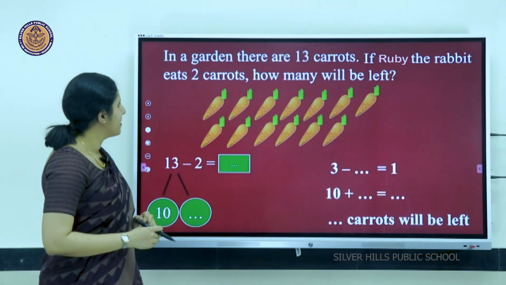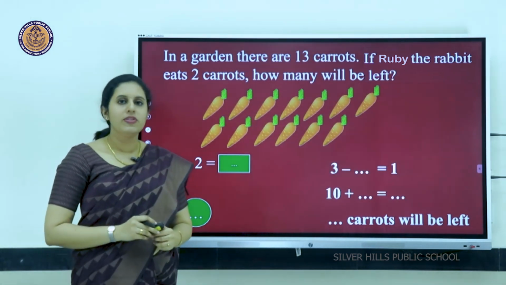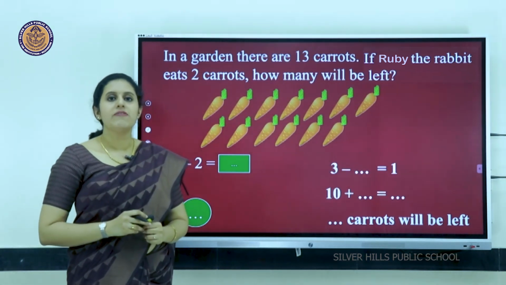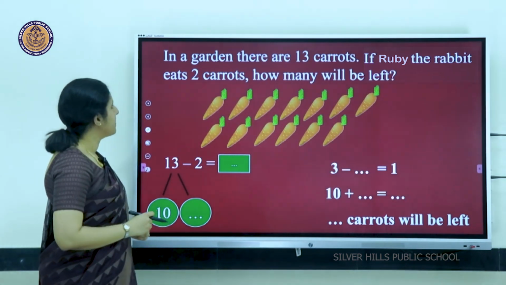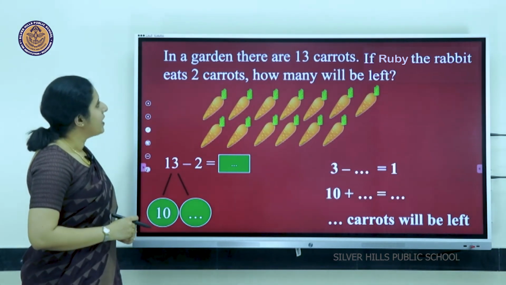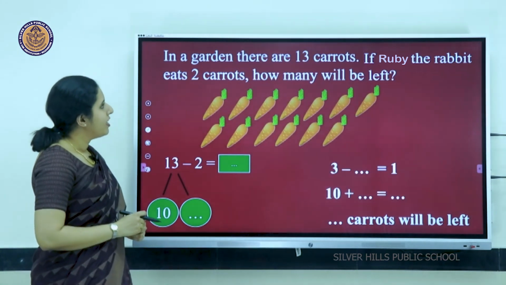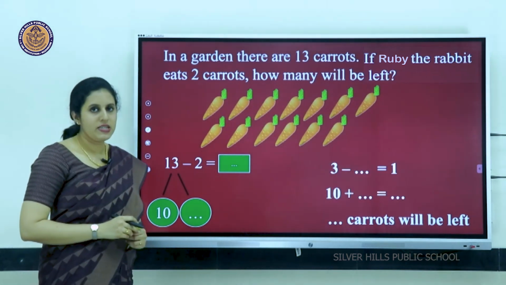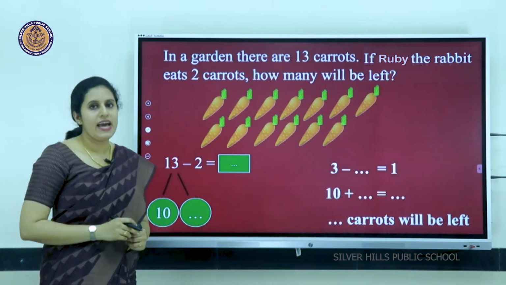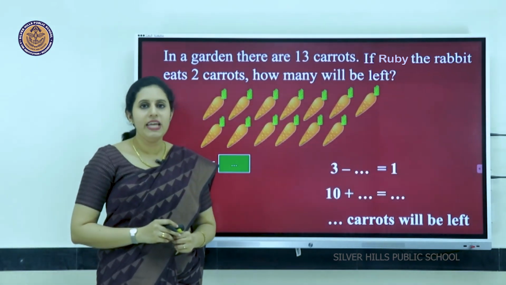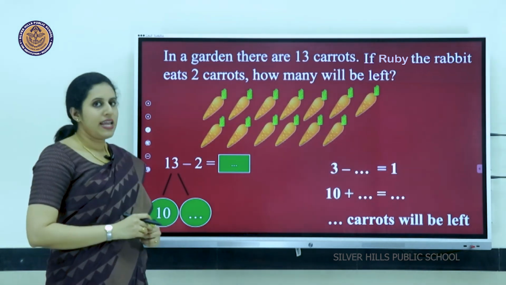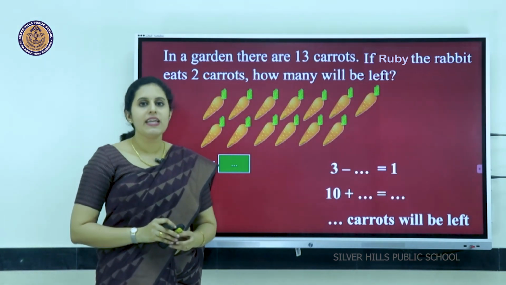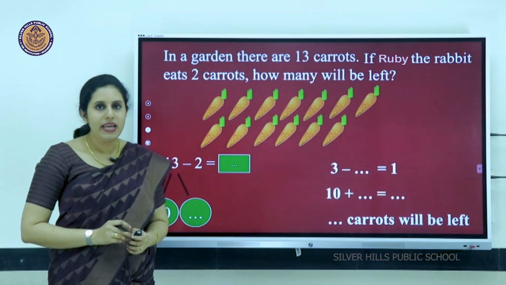We will be looking at one more example of the same kind. Here we follow the same method, that is we are subtracting from ones only. Let's look at the question. In a garden there are 13 carrots. If Ruby the rabbit eats 2 carrots, how many will be left? That is the question. In a garden there are 13 carrots and the rabbit is eating 2 carrots. So, from 13 carrots, 2 carrots are eaten. We are asked to find how many carrots will be left.